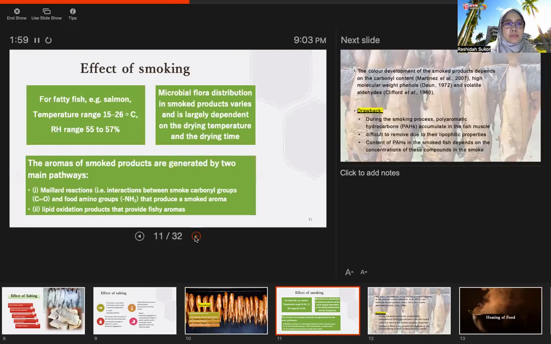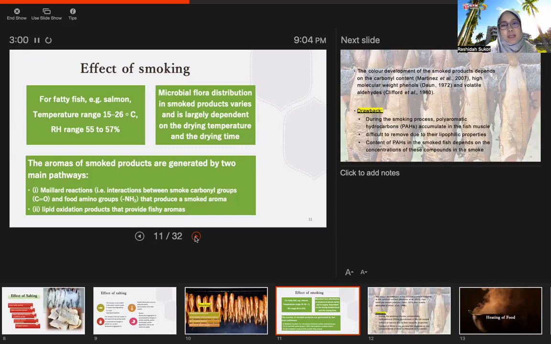Effects of smoking, for example, for fatty fish like salmon: the temperature range is about 15 to 26 degrees Celsius. And smoking also has to consider the RH, the relative humidity of the chamber. For example, you can use from 55 to 57. Our RH in Malaysia, depending on whether it's rainy season or dry season, can range from 70% to 90 to 95%, depending on the water vapor of the atmosphere. So this is suggested for fatty fish like salmon, the temperature range and also the relative humidity range.